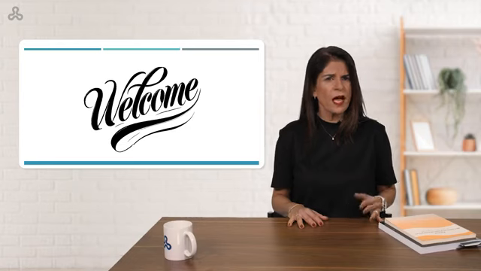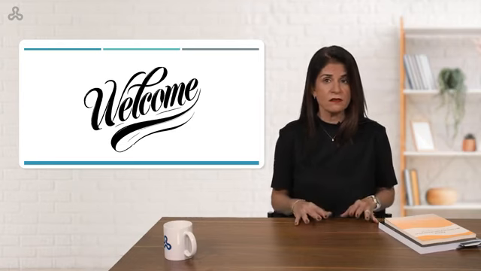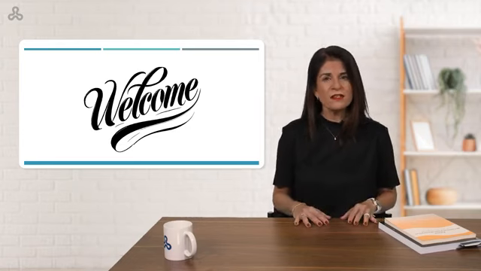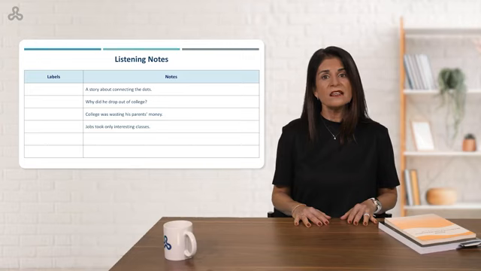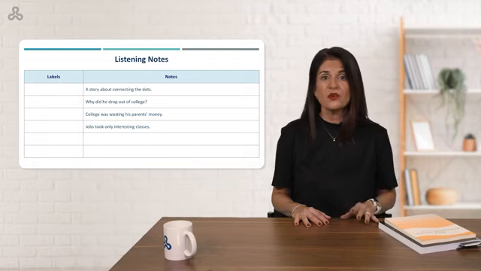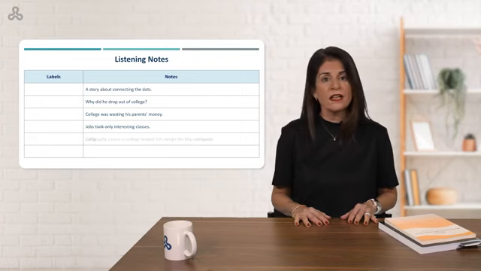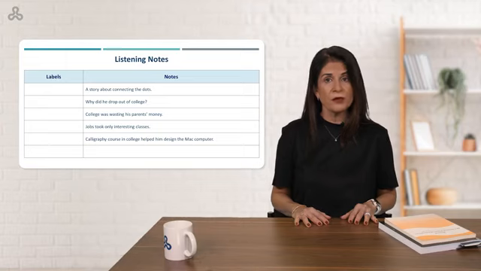How does this story help him connect the dots? Remember, he told us in the beginning that this is a story about connecting the dots. He tells us that in his calligraphy course, he learned about different fonts that he used 10 years later to create the beautiful letters in the Mac computer. So, let's write a note. Calligraphy course in college helped him design the Mac computer. It really is amazing.